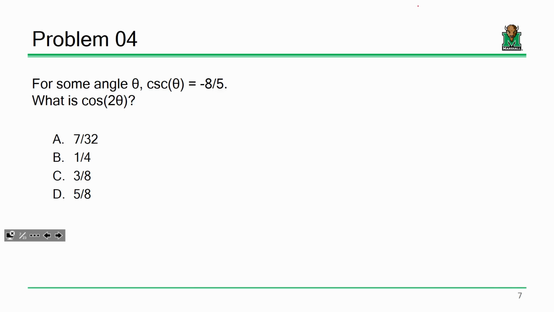All right. Now, this one's going to test out the trig a little bit. So, for some angle, the cosecant of that angle is -8/5. What is the cosine of 2 times that angle?